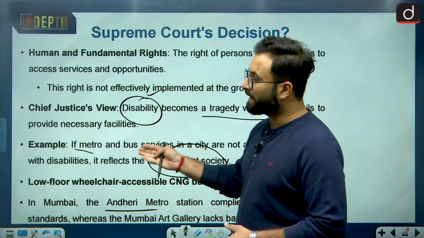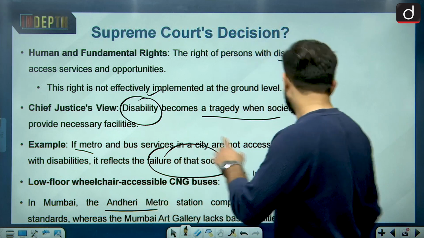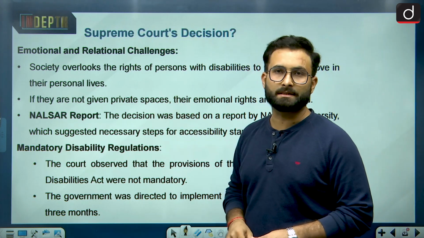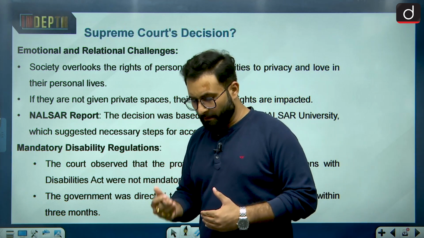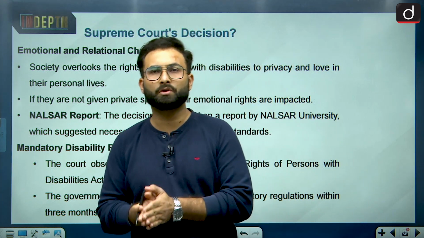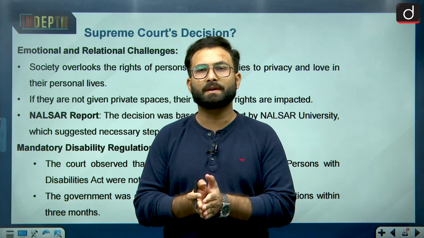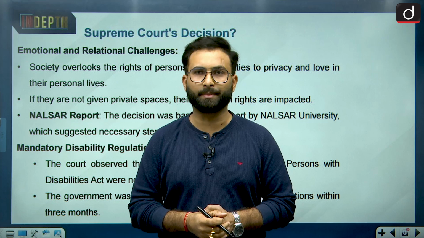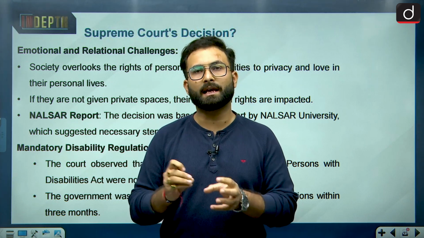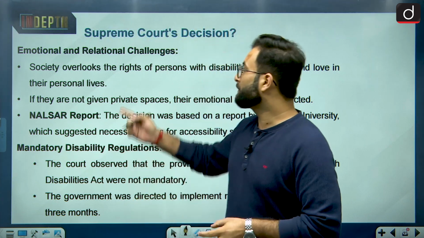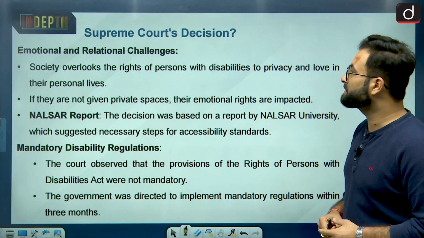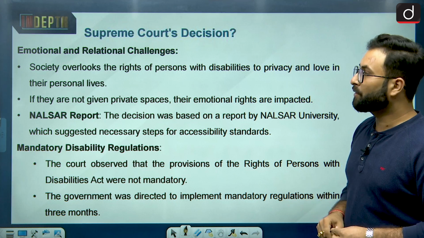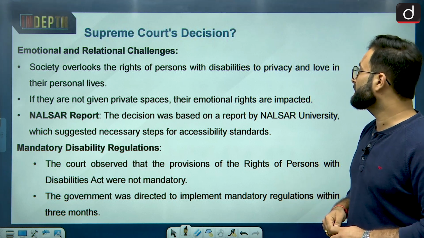Okay, so that kind of gap is there. Now other than that, what the Supreme Court has observed is the emotional and relational challenges. In a relationship, persons with disabilities, most of the time their emotional as well as privacy related needs are being ignored by the people and the society. That has a negative impact on their life as well. Here society overlooks the right of persons with disability to privacy and love in their personal relations. If they are not given private spaces, their emotional rights are impacted.